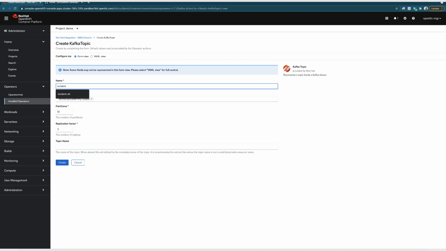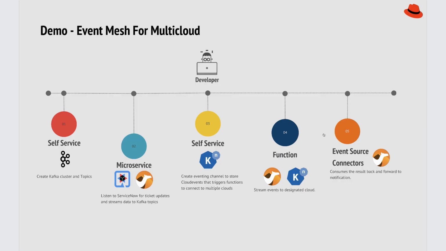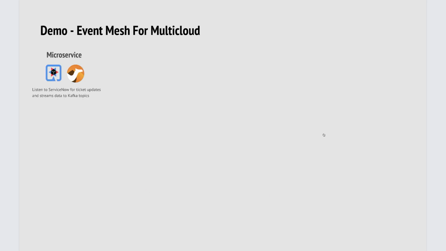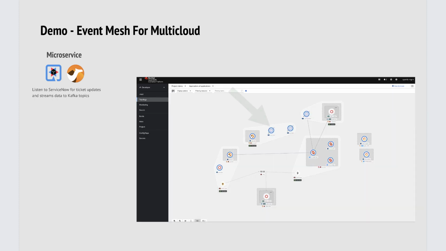And once we have the foundation, we can work on connecting the dots, building the mesh itself. There are several different ways we can do it. We can use microservices, a function, or an event source connector. For microservices, these are the connectivity applications that run on your platform 24/7.